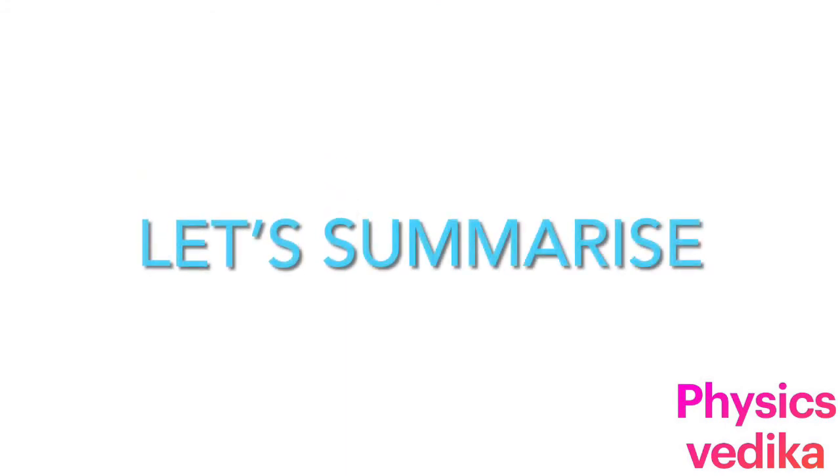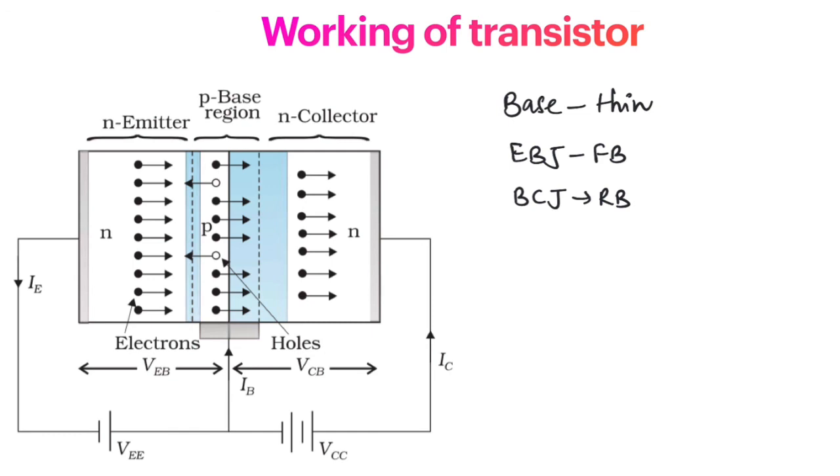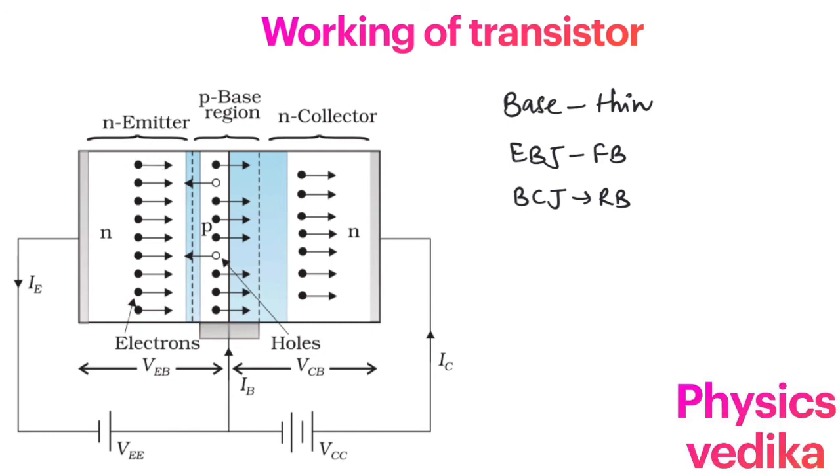Okay, let's summarize everything. So basically the two key points you have to keep in mind for the working of a transistor. One is the base is thin, and the second one is the emitter base junction is forward biased and the base collector junction is reverse biased. It's an NPN transistor, so majority charge carriers are electrons, right? So the electrons which are starting from the emitter enter into the base, but as the base is thin, they continue to move into the collector.